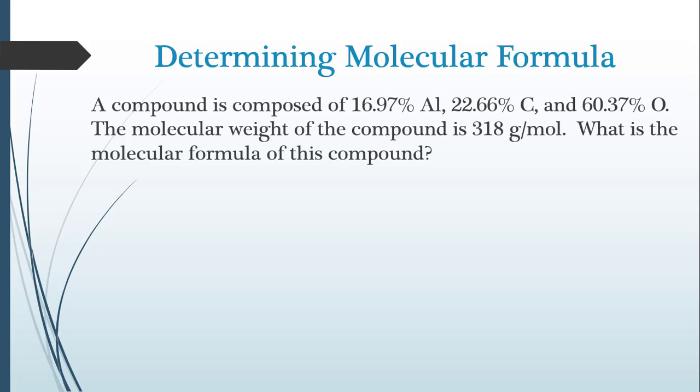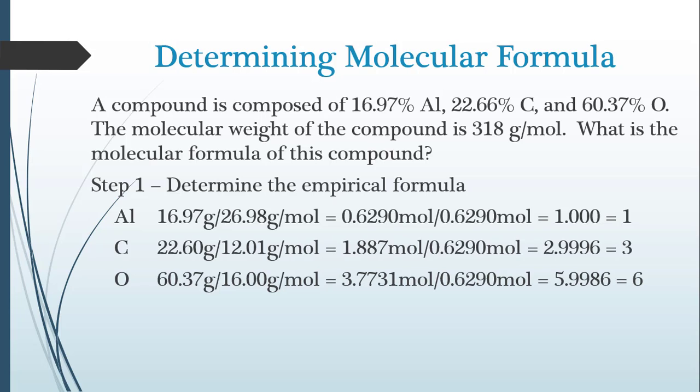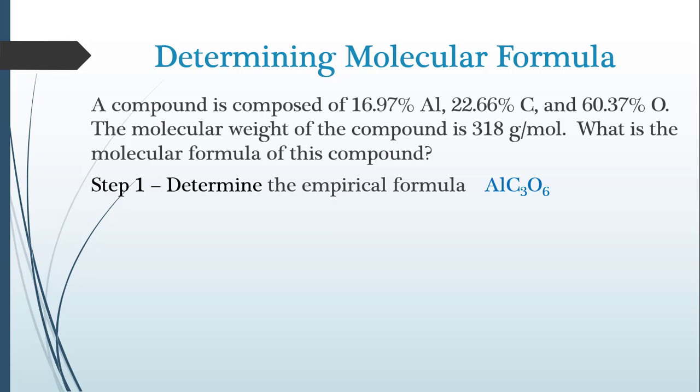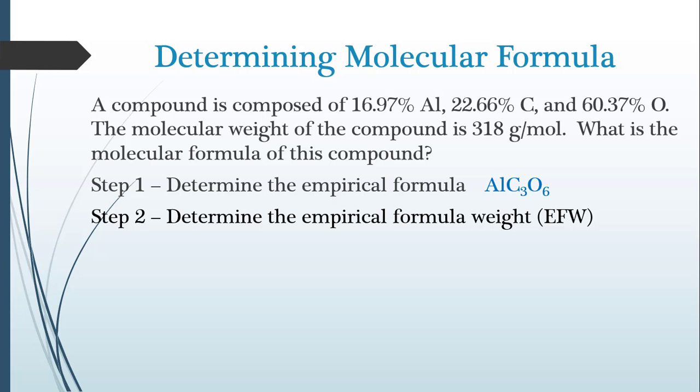You're given that the molecular weight of the compound is 318 grams per mole. What's the molecular formula? Just follow the steps. Determine the empirical formula, use the poem. So here we've gone percent to grams, grams to moles, divided by small and multiplied till whole. So the empirical formula is AlC3O6. On to step 2, determine the empirical formula weight.